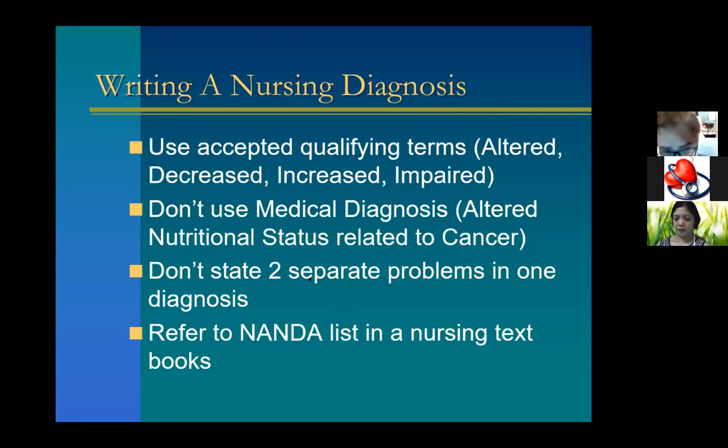Kapag sinabi mong asthma, pwedeng impaired gas exchange. Okay, so merong katumbas ang medical diagnosis sa nursing diagnosis. Okay, don't state two separate problems in one diagnosis. Di ba sabi ko nga kanina, sometimes when we cluster our assessment, doon mo marirealize na, oh, ang dami ng problema. Okay, so bawal ilagay lahat ang assessment under one umbrella, especially if they are not related to each other. Okay? Then refer to NANDA for NANDA list in nursing textbooks.